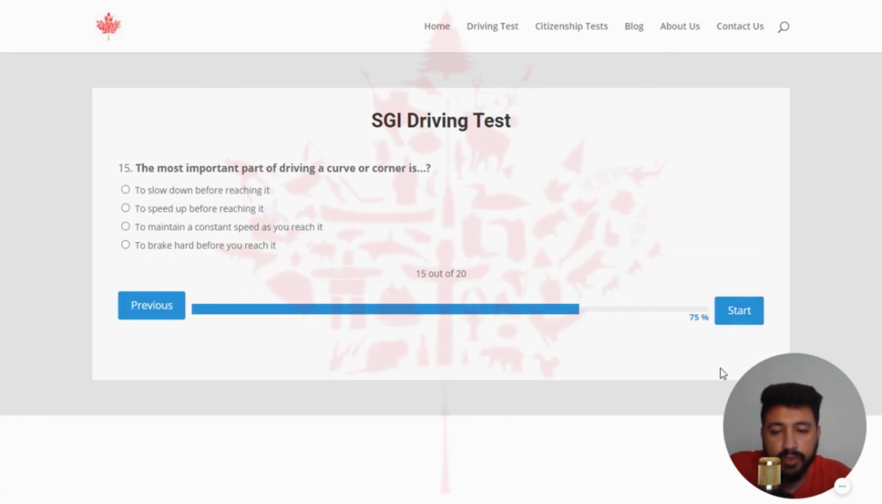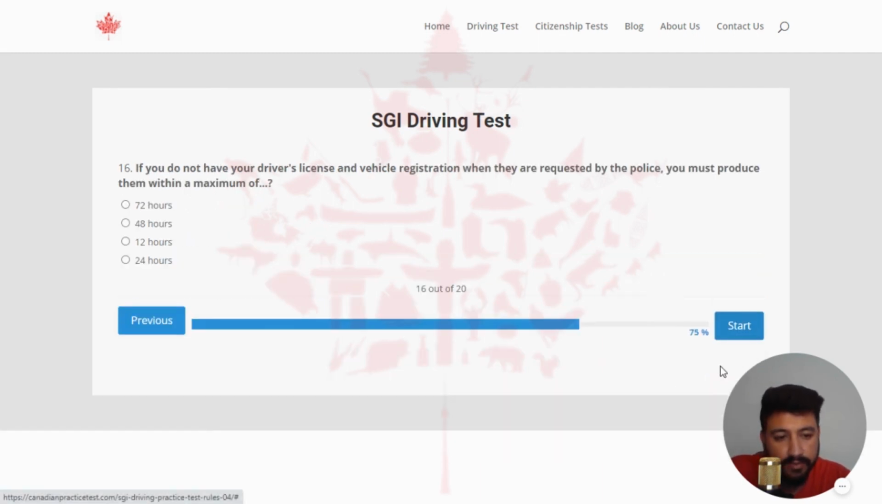Next, the 15th question of quiz number 4 is the most important part of driving a curve or corner is. The right answer is to slow down before reaching it. So I'm going to select the first option, which is looking like the right one. Yeah, correct.